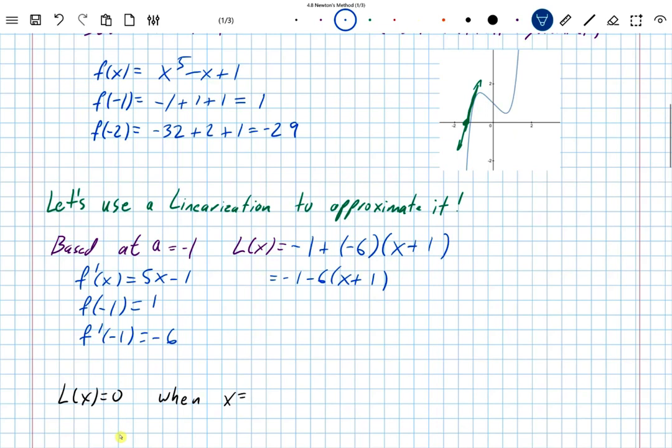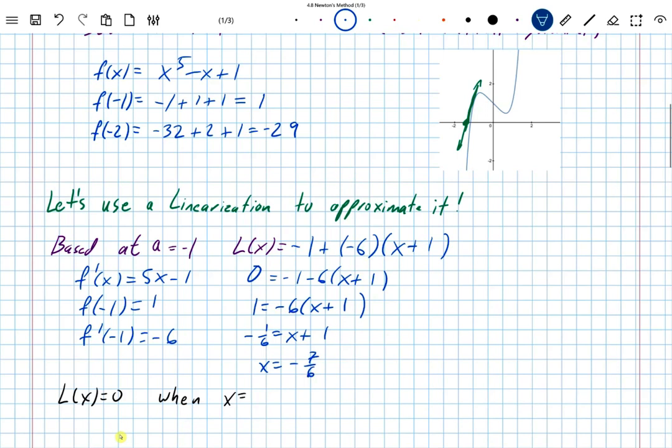Great. That's my linearization. The approximation to my root is just going to be, where is that thing 0? Because it's a line, I can solve for this very quickly. This looks like 1 equals -6 times x plus 1. So -1/6 equals x plus 1. Almost there. x is equal to -7/6. Not a bad approximation.